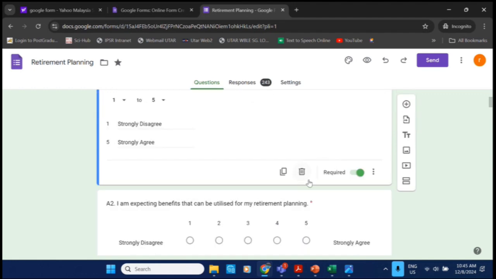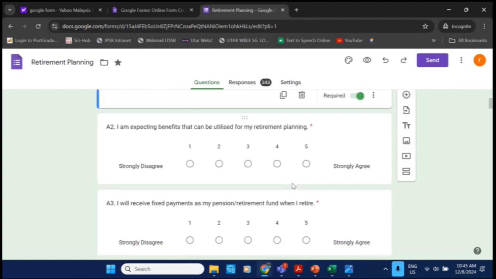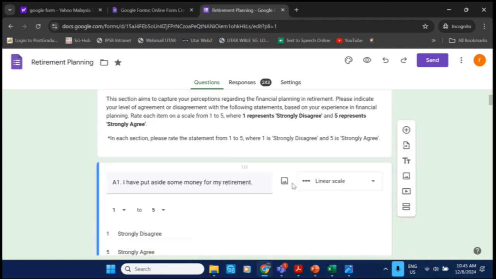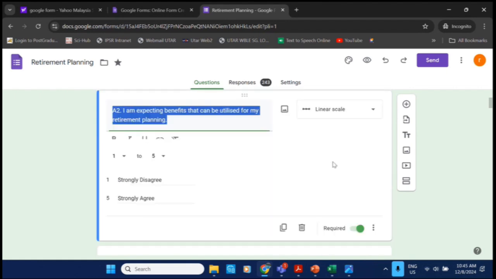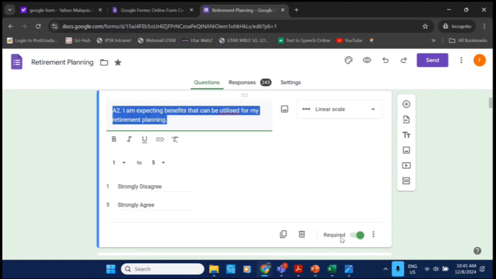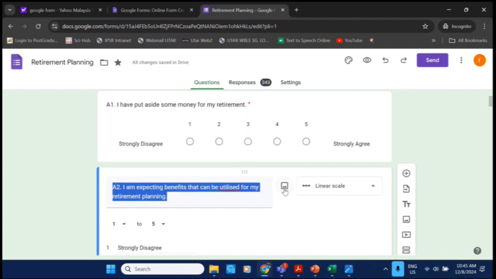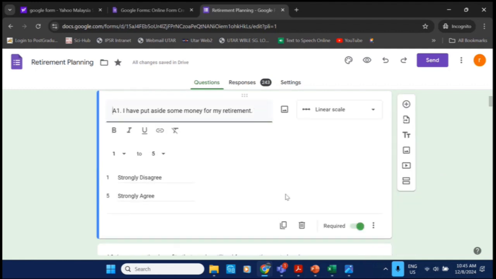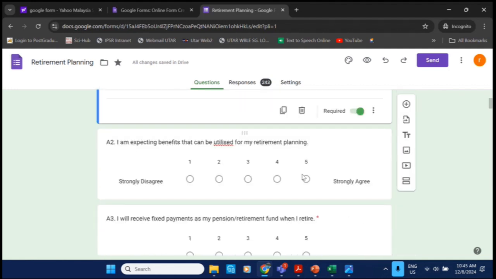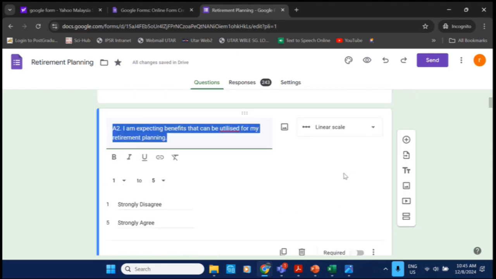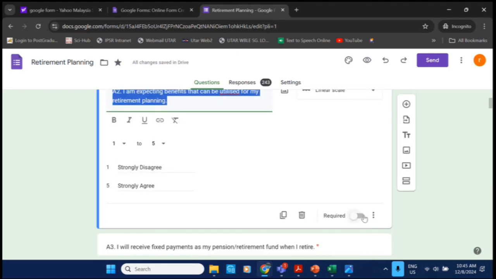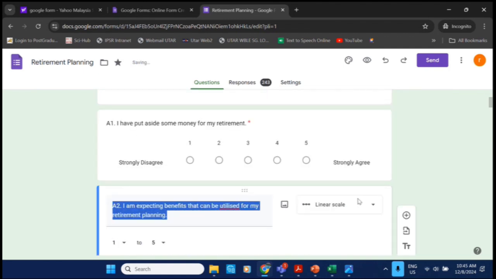And at the end, you see there is a star here. You make it compulsory, required. If you don't click this, it's not required and you don't have a star here. If you click not required, people can skip this question. Therefore, you click required so that they won't skip this question.